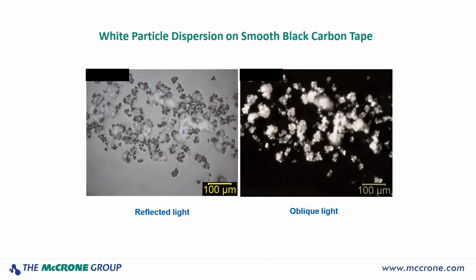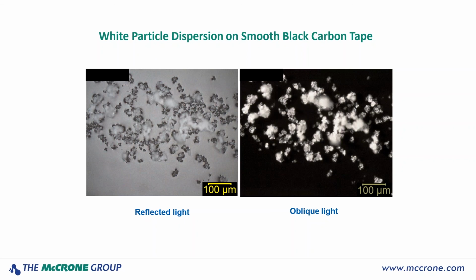Here's an interesting example of various lighting conditions on some white particles that are dispersed. In this particular dispersion, they're on a smooth black carbon tape, and these are carbon tape tabs that we often use for the scanning electron microscopes to mount samples onto, just to adhere them in place. The black is from the carbon black that's put into the tape to make it conductive.